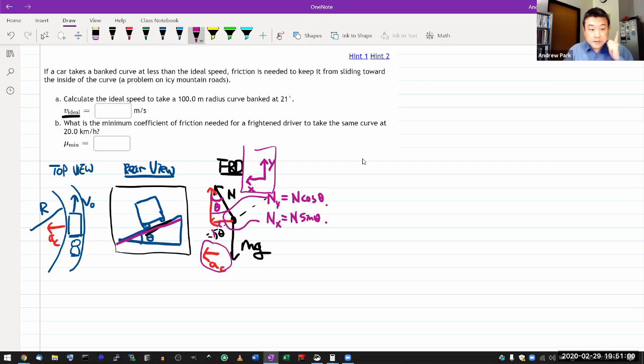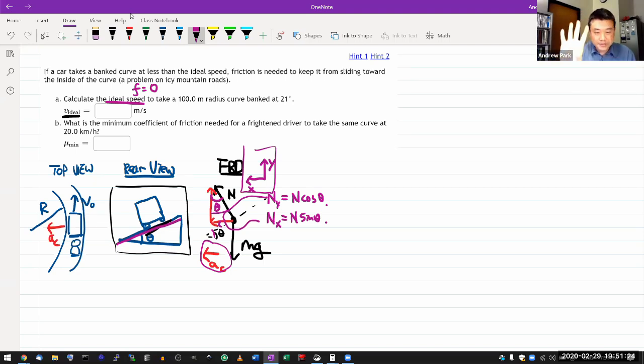Because it's asking about ideal speed, where we want the friction force to be 0, I don't need any other forces other than gravity and normal force. The normal force should be enough to allow the car to make that turn. So I'm done through steps 1, 2, 3.